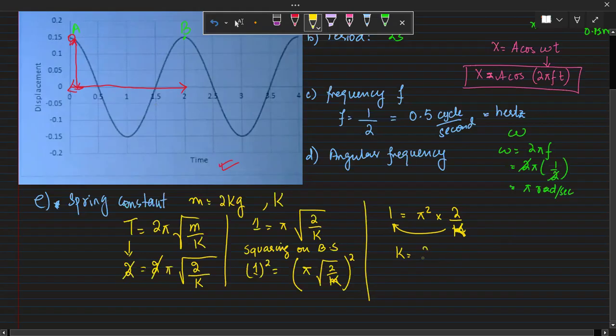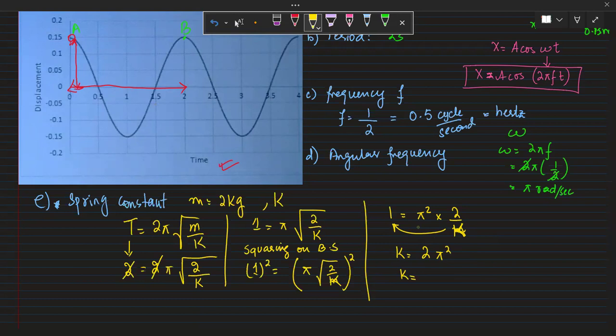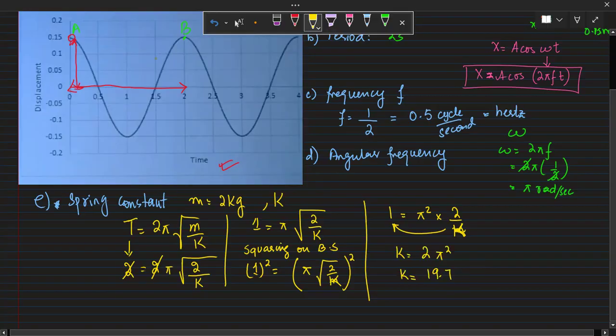So k equals 2 pi square. What is the value, if you plug it into the calculator? Tell me the value. 19.739. So 19.7 Newton upon meter.